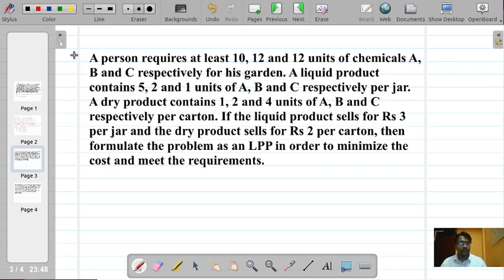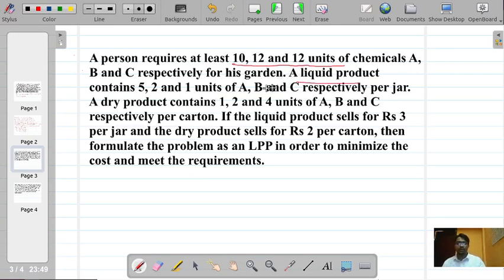So I give you this problem, which is also a similar problem. You can try it. A person requires at least 10, 12 and 12 units of chemicals A, B and C respectively for his garden. So he is maintaining a garden, and at least this many units of chemicals are required as fertilizers.